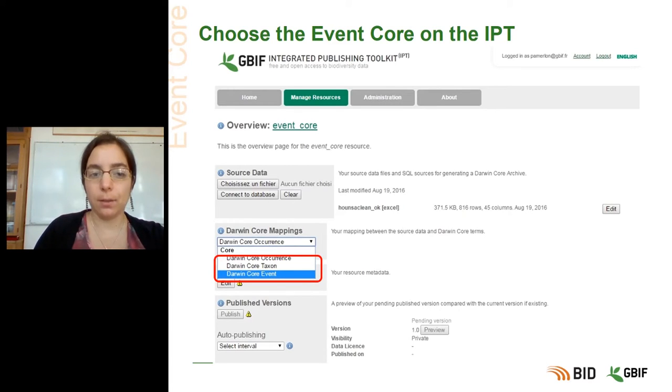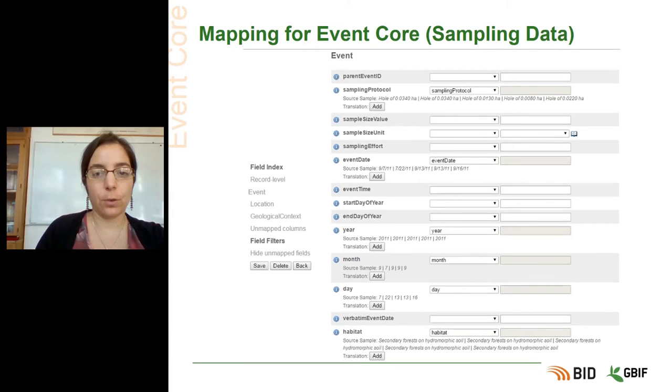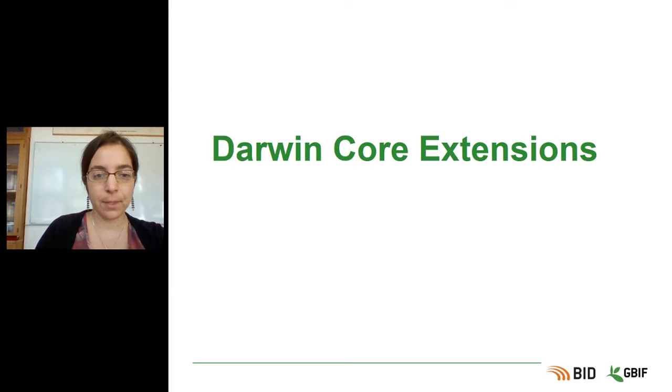So once again, we get to the main page of a resource on the IPT, and you can see in the red box here that you can choose the last core, that is Darwin Core event, instead of occurrence or taxon core. So here you can see the mapping page for event core used for sampling data. And once we have mapped the data to the core of the standard, you can use the extensions if you have some more details or information to share.